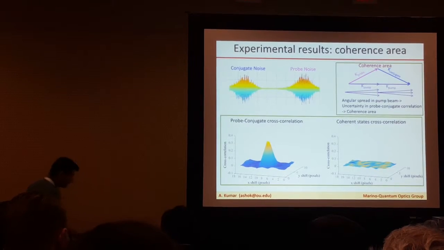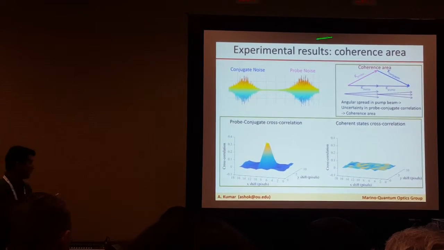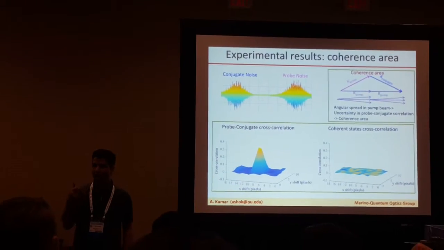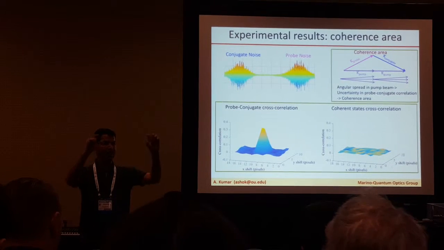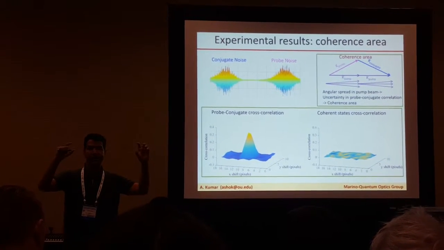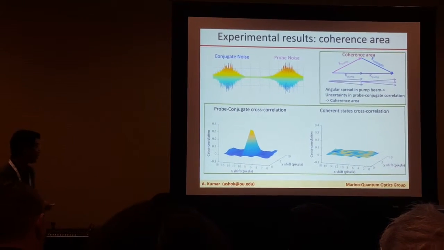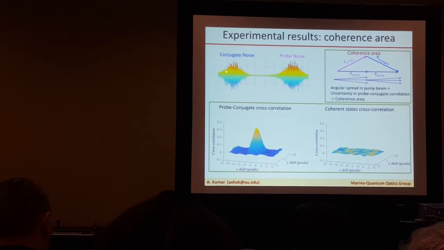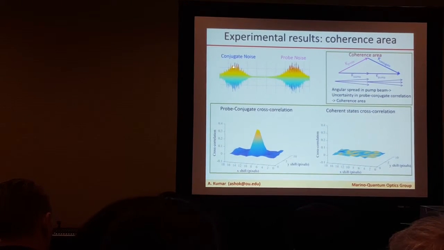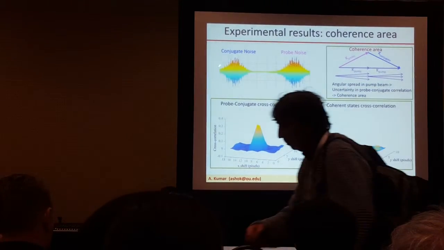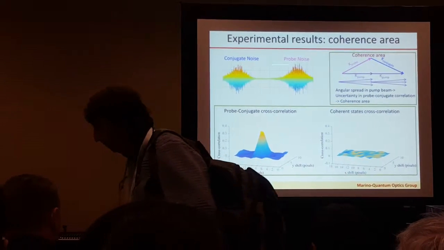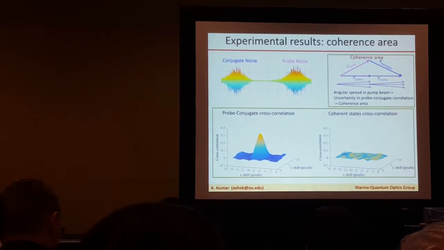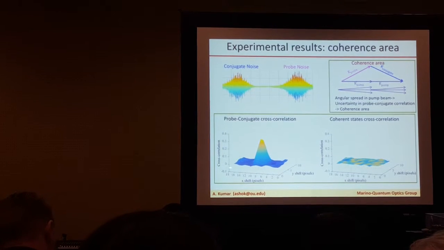Next, coming to the experimental results, we first analyze the coherence area of our beams, the minimum correlation scale of the beam. This is the conjugate noise, this is the probe noise. We crop a small section of the probe noise and look at the cross-correlation of that noise with the other beam. We scan over the whole of the other beam and then look at the cross-correlation profile. And it comes out like this.